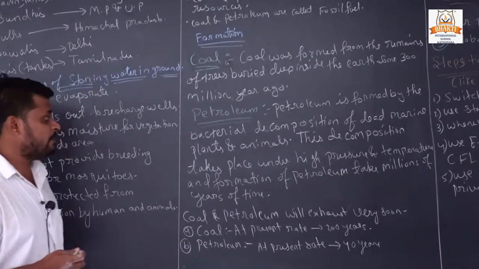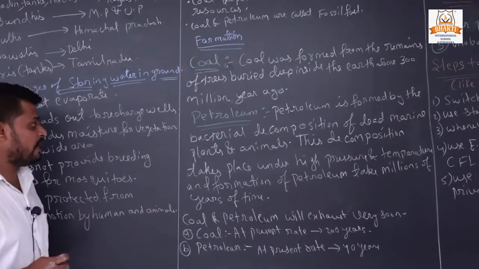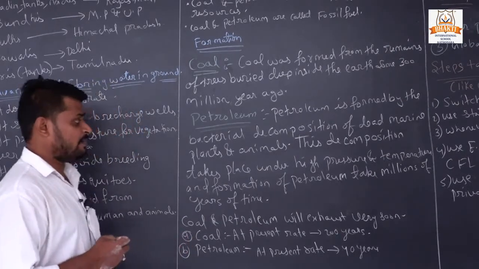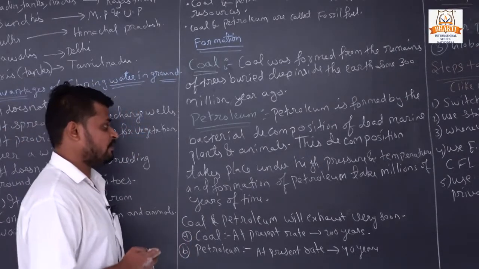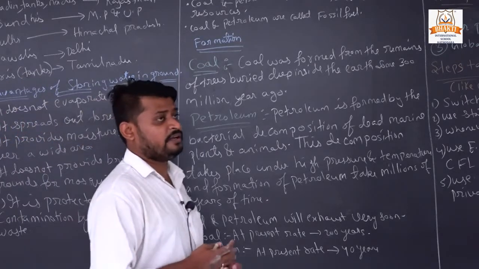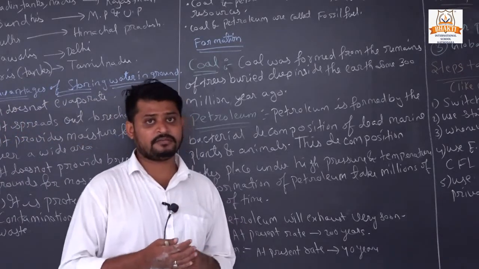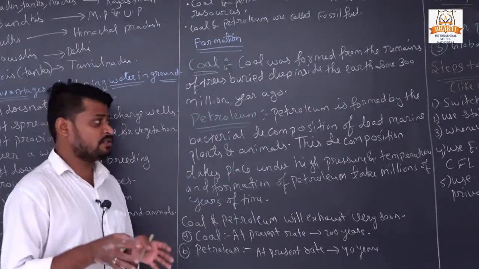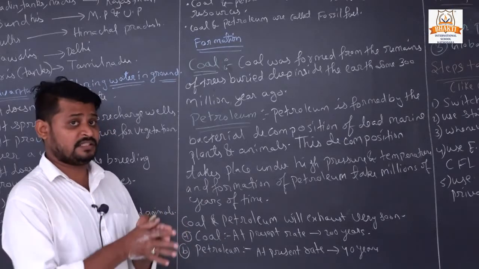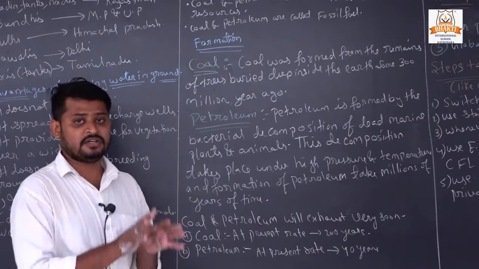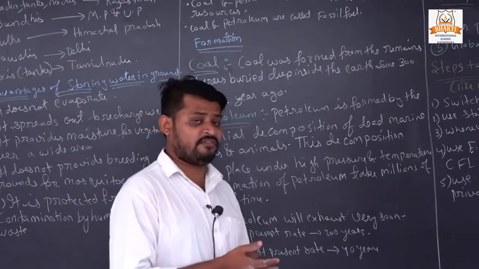Petroleum is formed by the bacterial decomposition of dead marine plants and animals. These decompositions take place under high pressure and temperature, and the formation of petroleum takes millions of years. It is also formed by pressure and temperature applied by nature, and the marine animals and water plants are decomposed and buried in the soil.